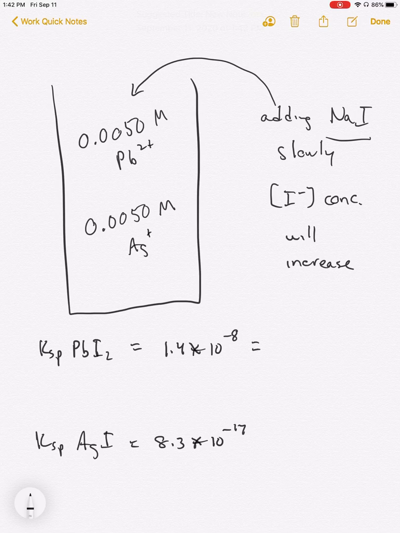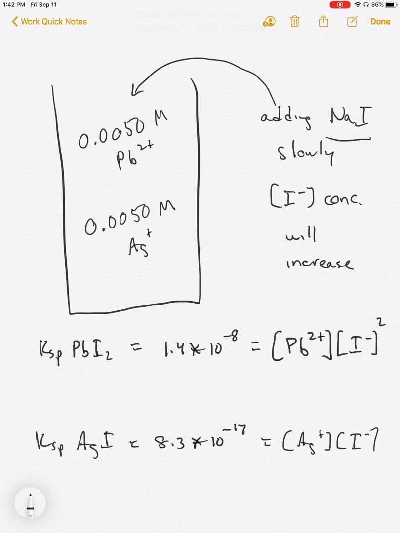Now, these KSPs are equal to the expressions we could write: the lead 2 concentration times the iodide concentration squared for the lead 2 iodide. And for the silver iodide, it would be the silver concentration times the iodide concentration. We can write that by knowing how to write those expressions, which has been covered earlier.